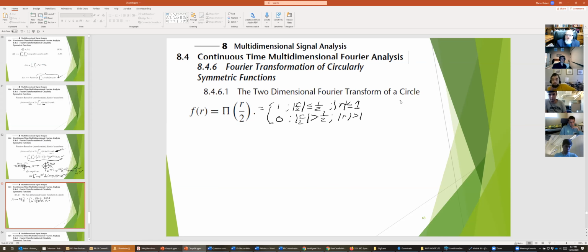So this f of r is a circle of unit radius. So it goes here to 1, and minus 1. If I could draw symmetrically, this would be a minus 1 also. So it's a unit circle, and it's equal to 1 inside the unit circle, and it's equal to 0 outside the unit circle. We okay?